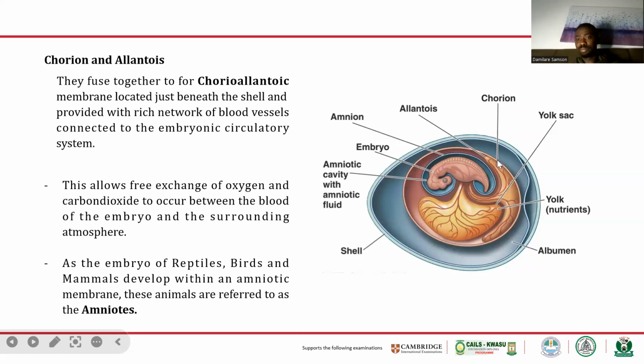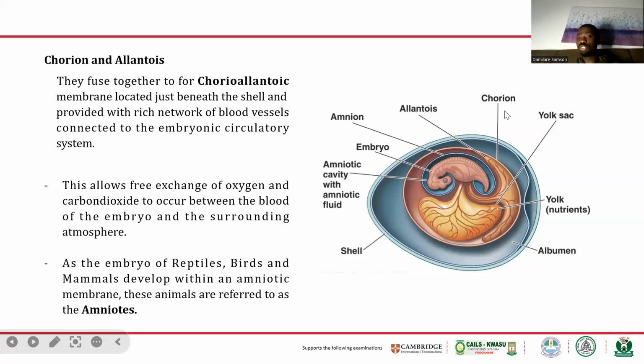The chorion, as you can see, which we've mentioned already, and the allantois, as you can see, there's a part where the two of them join together, as you can see here. So they fuse together to form a chorioallantoic membrane. Chorioallantoic membrane, located just beneath the shell, and provided with a rich network of blood vessels, connected to the embryonic circulatory system.